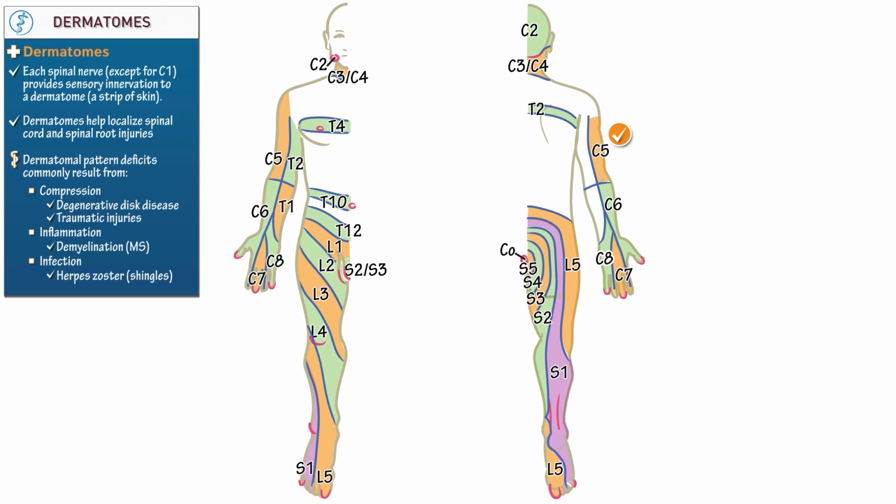Then show that C5 covers the upper lateral arm. Next, that T1 covers the medial forearm, and that T2 covers the medial upper arm. Lastly, let's quickly review the dermatomal coverage of some key landmarks from superior to inferior.